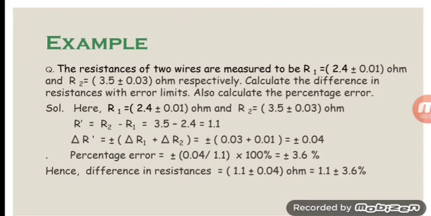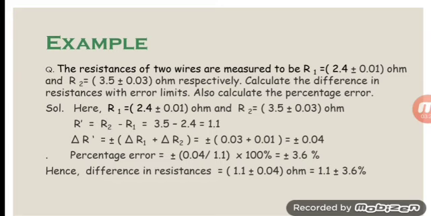Now let's see an example. The question is, the resistances of the 2 wires are measured to be R1 equal to 2.4 plus minus 0.01 ohm and R2 equal to 3.5 plus minus 0.03 ohm respectively. Calculate the difference in the resistances with the error limits. Also calculate the percentage error. Now we will solve in this way. Here the values of R1 and R2 are given.